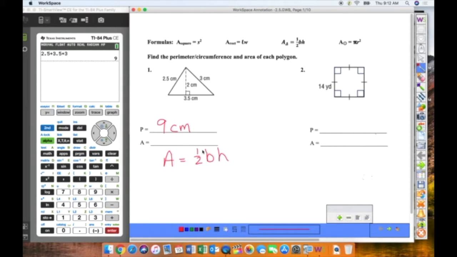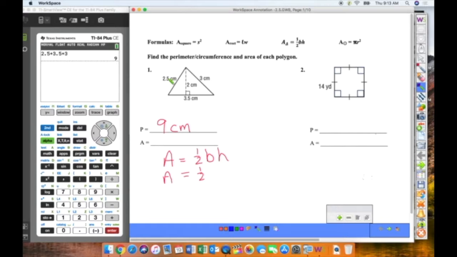And notice I didn't just write this part, the 1/2 base times height. I wrote the entire A equals. That's going to be important. So we will sub in the information that we know. I do not know the area, so A comes down, and then I've got a 1/2 there still. The base and the height, that's the interesting part. The base and the height have to be perpendicular to each other.